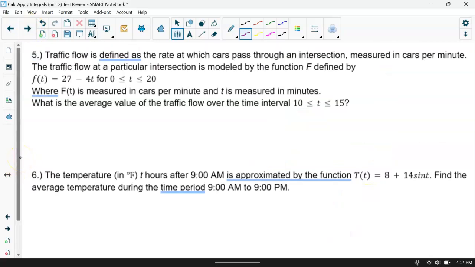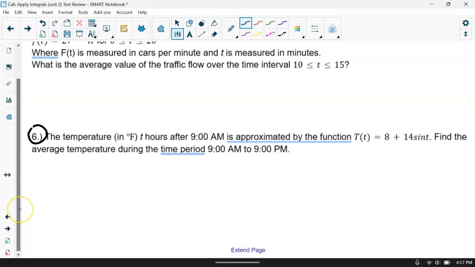So now with our application problems, I'm going to go over number 6. So now this one, we're talking about the temperature, right? Now t is in hours. So notice our start is 9 o'clock a.m. So think about that as our 0. That is our start. And we are approximating our temperature function here by, here's our function.